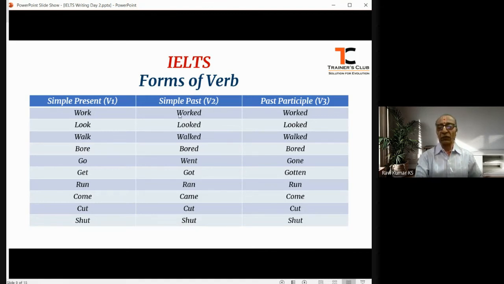You see the work, work, work. So this way, you see walk, walk, walk, bore, bored, bored. You see the word get, got, gotten. There are certain verbs which have two different forms. Sometimes they act as regular verbs, sometimes they act as irregular verbs. Like the verb learn and get.